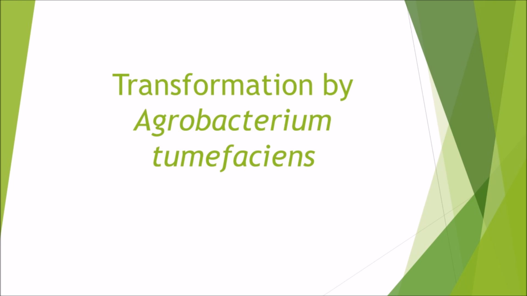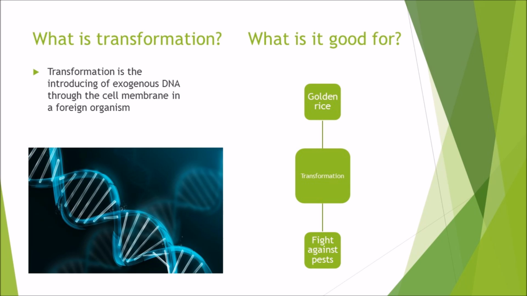Hello, we want to talk a little bit about transformation by Agrobacterium tumefaciens, which is a good model organism for gene transfer. The general definition for transformation is the introducing of exogenous DNA through the cell membrane in a foreign organism. What is it good for?